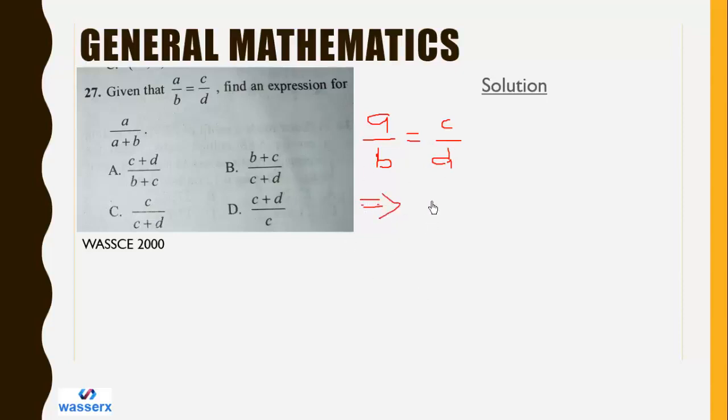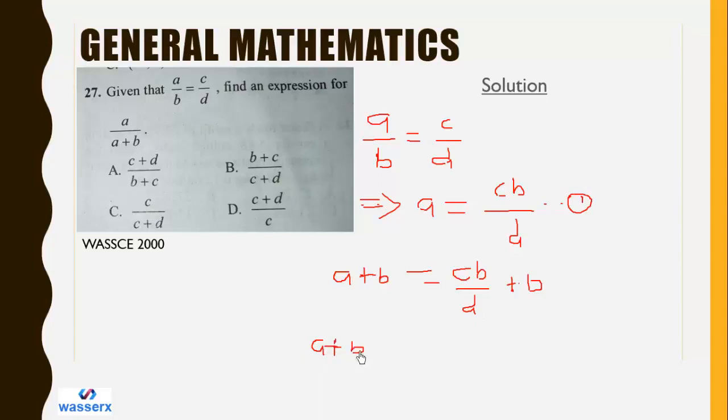So this implies that A is equal to, we are multiplying both sides by B. So A is equal to BC or CB over D. Let's call this equation 1. Now we add B to both sides. So we have A plus B is equal to CB over D plus B.